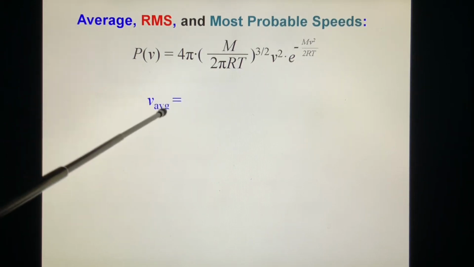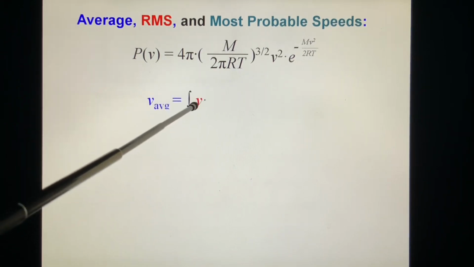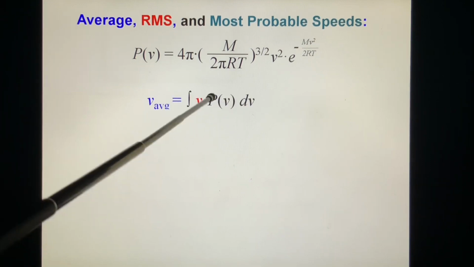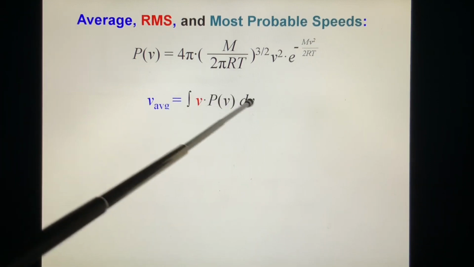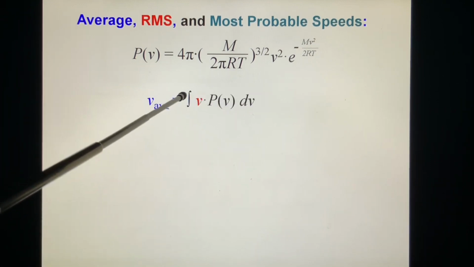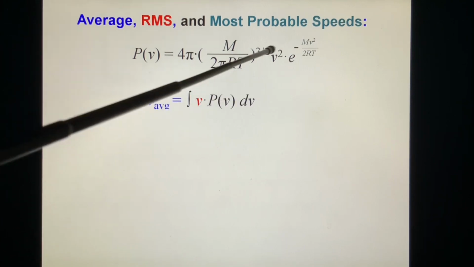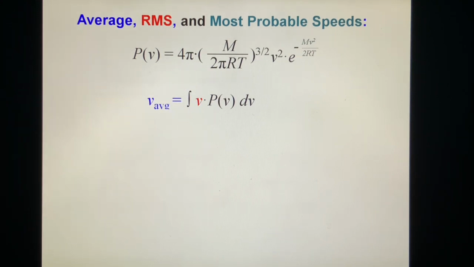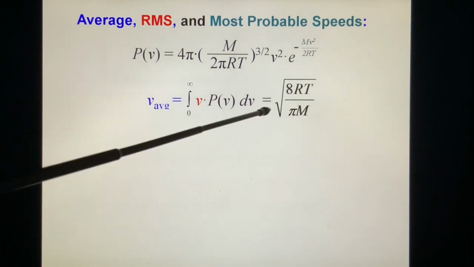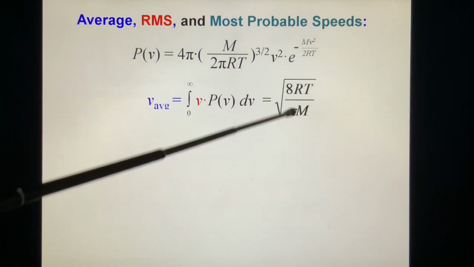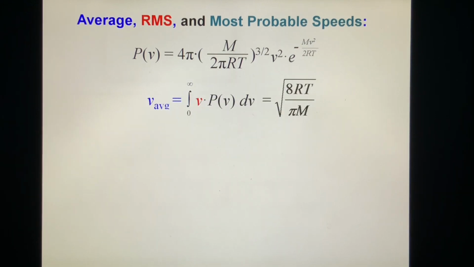So the average is v multiplied by its probability, and we do the integration with v inside. This integration is not very hard, so it's easy to do, okay? We can find it is the square root of 8RT over πM. This is called the average speed.